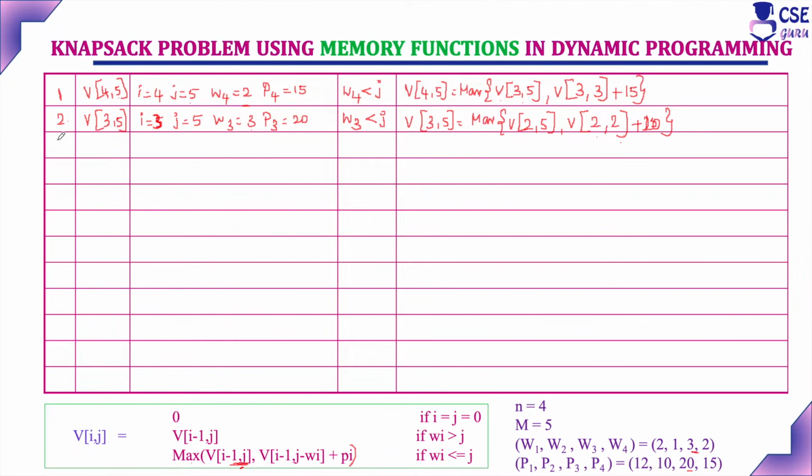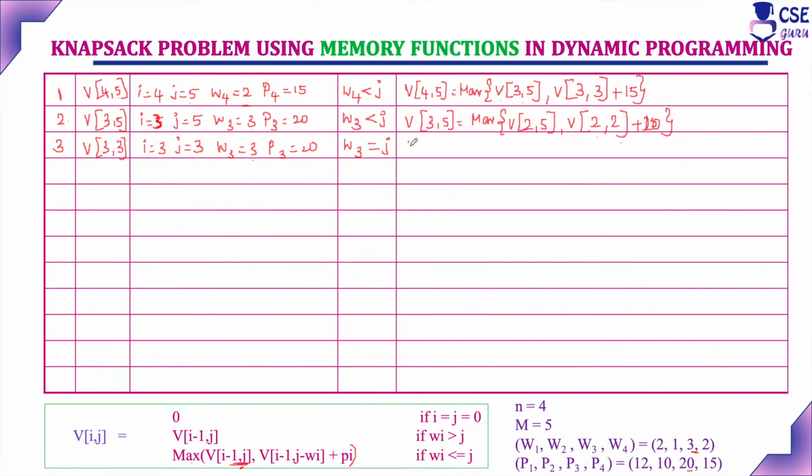So step 3, this we need to compute. V of 3 comma 3. So here I value is 3 and J value is also 3. And weight of the third object is 3 and profit of the third object is 20. And here W3 is equal to J. Okay. So W3 is 3 and J is also 3. So if it is less than or equal to in the sense, we have to apply the same formula.